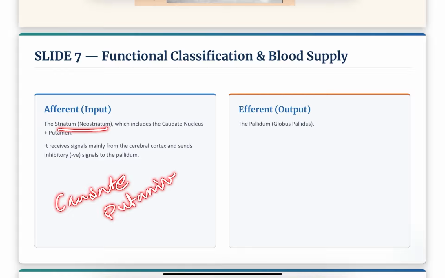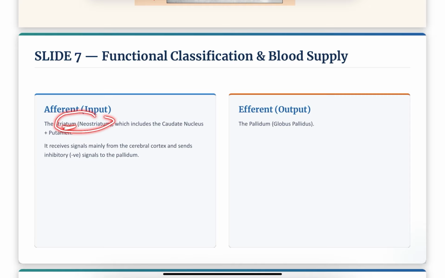Pay attention. We're not talking about the lentiform nucleus. We're talking about a new term here called the neostriatum or the striatum alone. And it means the putamen plus the caudate. We're not mentioning the globus pallidus here. So the putamen plus the caudate. Okay? It mainly receives signal from where? From the cerebral cortex, and then it will send inhibitory or negative signals to the pallidum. So again, it will give me inhibitory signals from the cerebral cortex to the pallidum.